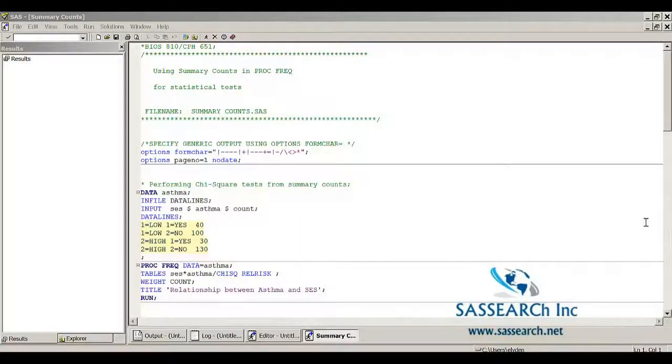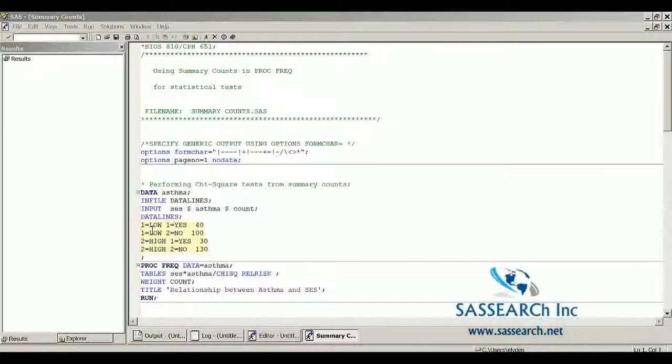SAS demonstration summary counts. We're going to start with the example that was shown in the PowerPoint slides, where I'm creating a data set called asthma, and I'm inputting just 4 observations with 3 variables. I'm inputting a variable SES, standing for socioeconomic status, and it's a character variable. Then I'm inputting a variable asthma, also a character string, and then the variable count, which gives the count for each combination of SES level and asthma level.